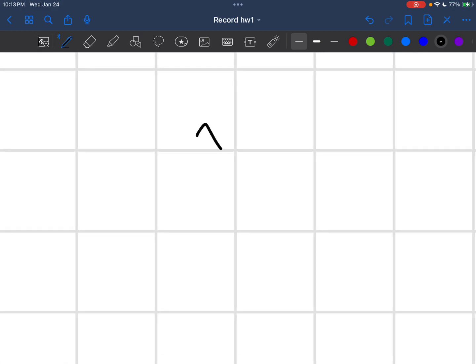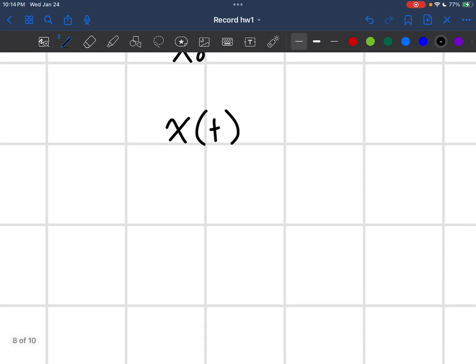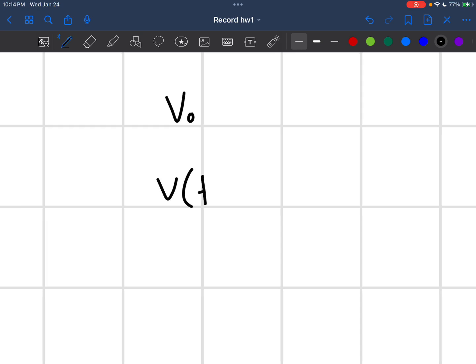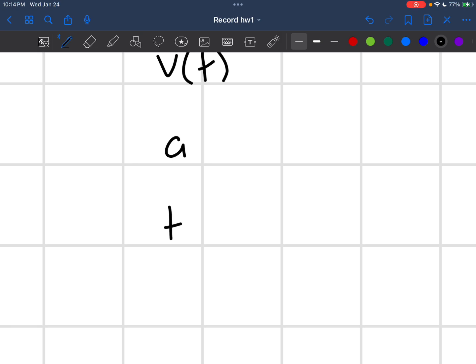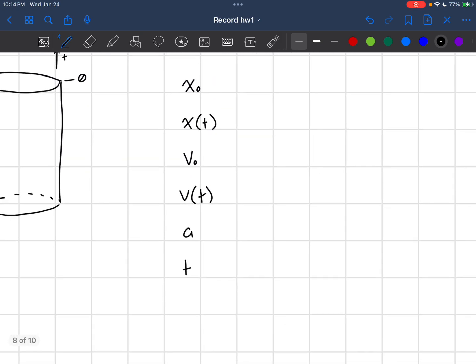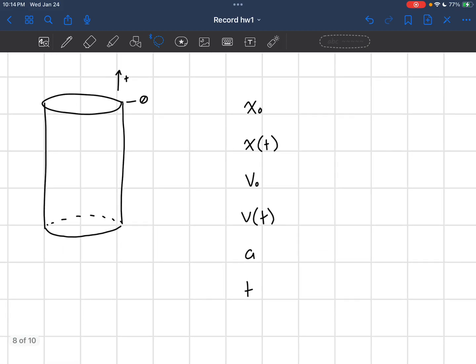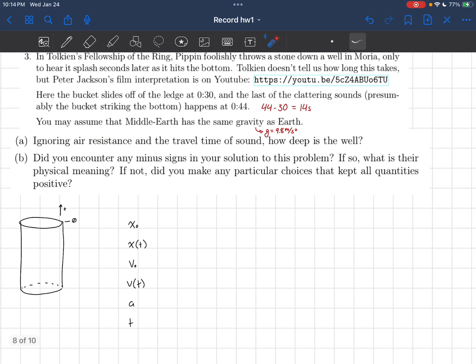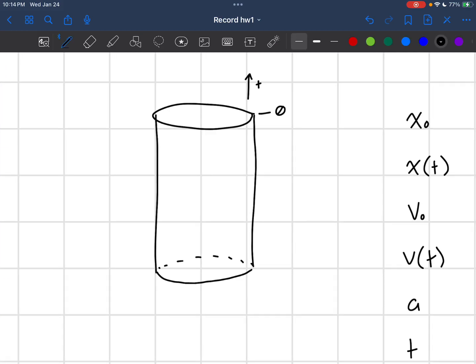So I have my initial position, my position at a time t, my initial velocity, my velocity at time t, my acceleration, and time. I want to figure out in this problem what I know, what I don't know, and what I am trying to solve for. The question is, how deep is the well? That would be this height here.